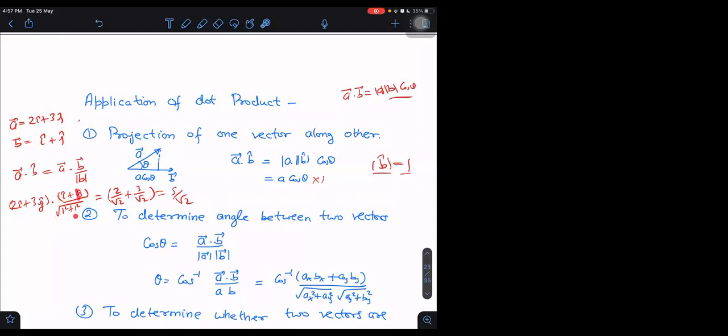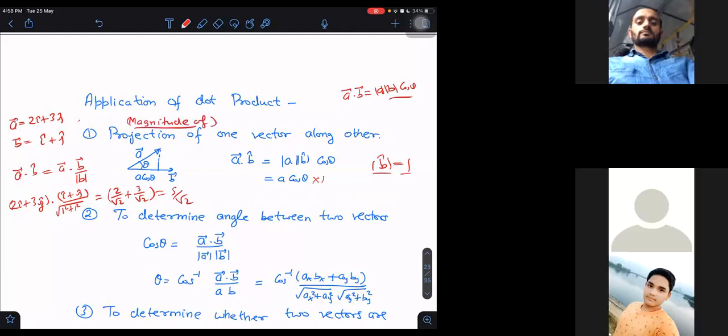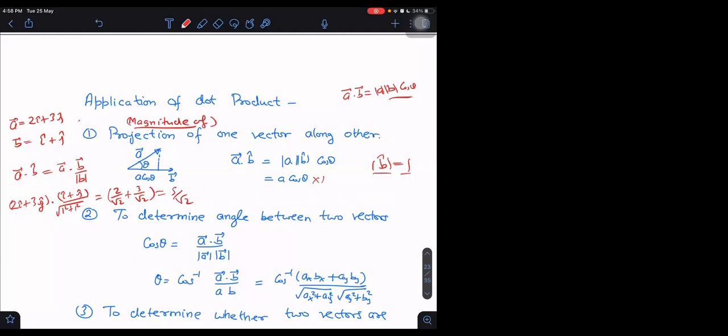Similarly, b cap y is also 1 by root 2, because this denominator is root 2, right? So we are getting 2 by root 2 plus 3 by root 2, that is 5 by root 2. A along B bar. This is the projection of vector A along another vector B bar. In fact, I can say it is not projection, but it is magnitude of projection. If I have to say actual projection with sign with the vector finally, then I have one more step remaining here. Let me tell that step also.